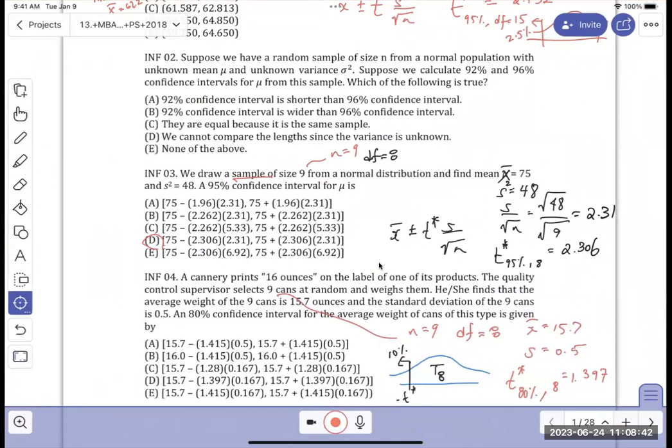So the best answer is, we need to calculate S over root n first. 0.5. The square root of n is 3.